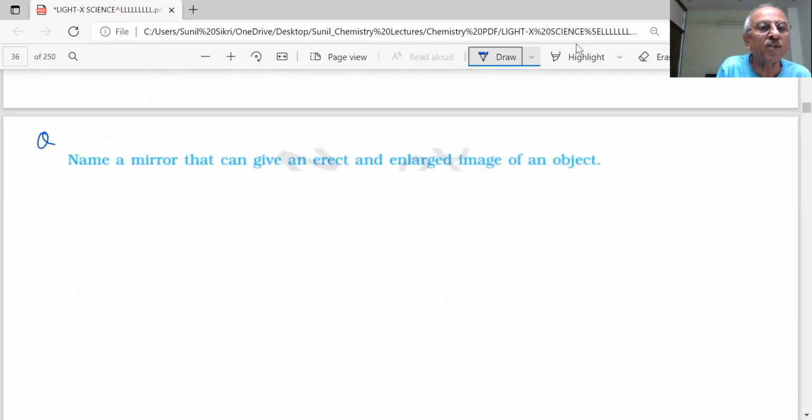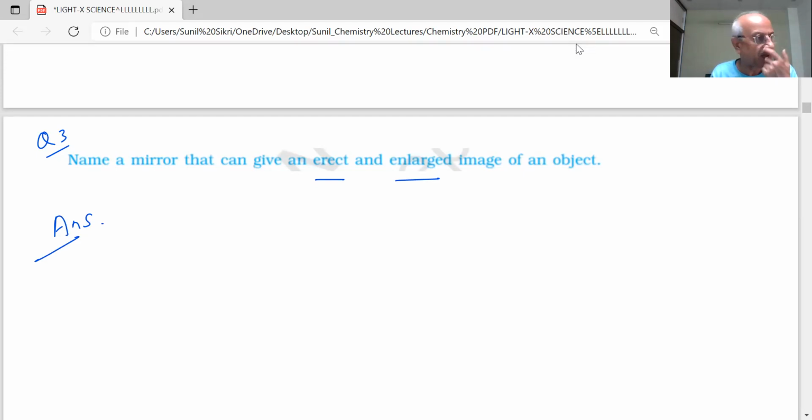Next question, question number 3. Name a mirror that can give an erect and enlarged image of the object. What is your answer, students? Which mirror gives an erect and enlarged image of the object? We have shown you the image formation by concave mirror and convex mirror in our previous lectures. You have the notes also with you. You have the YouTube lectures also with you. Tell me which mirror will form an erect and enlarged image of the object. Convex or concave?